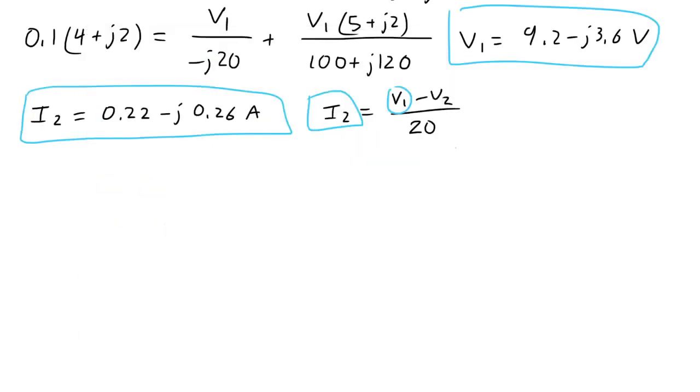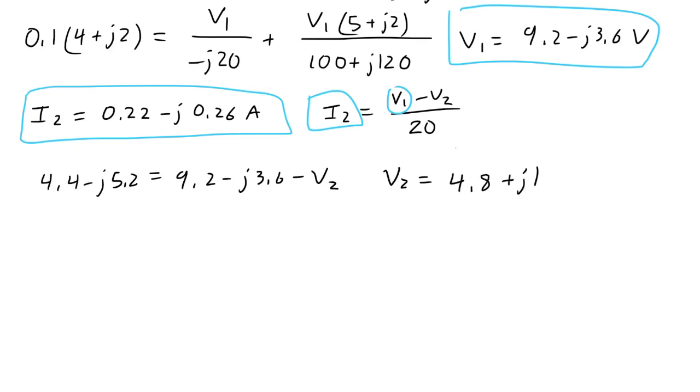Hold on. Okay, so now we can go ahead and find V2. If you take I2 and multiply it by 20, you get 4.4 minus j5.2 equals 9.2 minus j3.6 minus V2, which means that V2 is going to equal 4.8 plus j1.6 volts. So now we know V2, we can go ahead and calculate I short circuit.